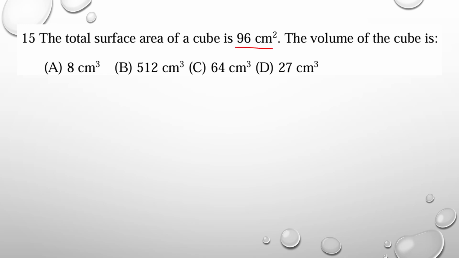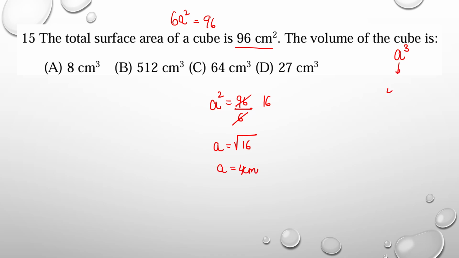Next, the total surface area of a cube is 96. What is the total surface area of a cube? 6a square is 96. Find the volume of the cube. Volume of cube is a cube. So सबसे पहले हमें a figure out करना है. a square is 96 by 6. Cancel, 16. Now a will be square root of 16. So a is 4 centimeter. So volume will be 4 into 4 into 4, that is 64 centimeter cube. C part.